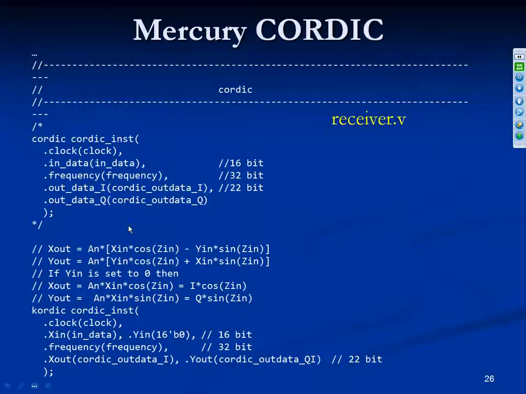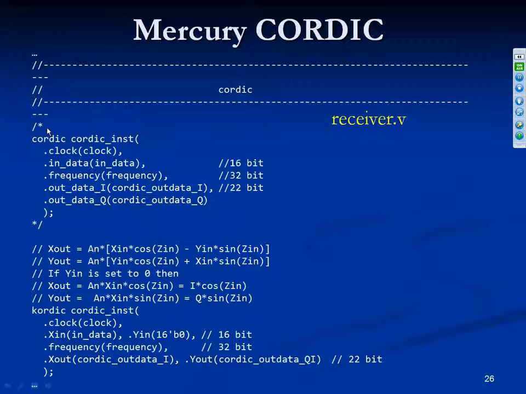So let's look at the actual CORDIC function itself. And here's the receiver.v. This is just a portion of the file here. I'm going to show you out of receiver.v. Then I'll show you the CORDIC function. Right now, in your current SVN version of Mercury, they're using a function called CORDIC. And you can look at that one.